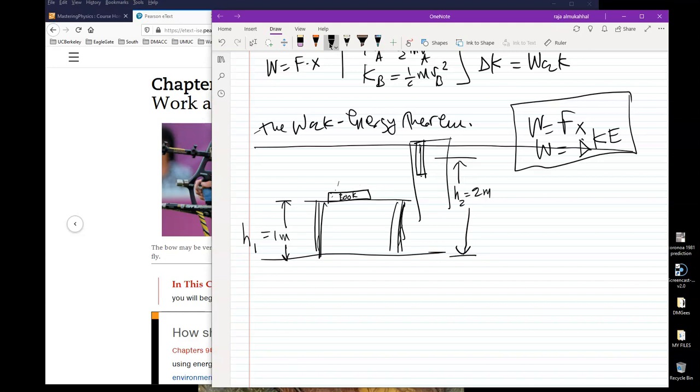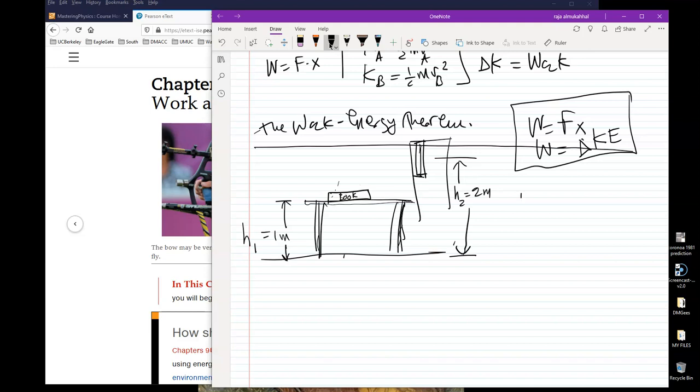So what did I do? Well, I also have done work. The book was 1 meter up from the floor, and now I have grabbed the book, lifted it up against gravity, and placed it on the shelf 2 meters above the floor. So what I have done here is work.